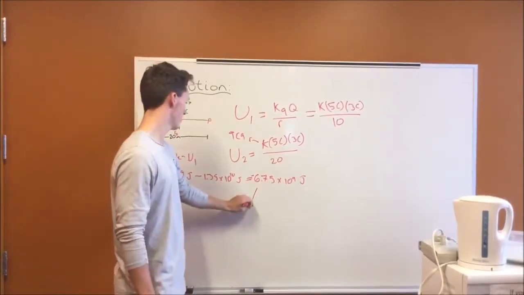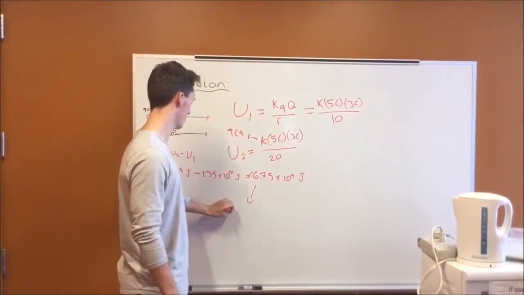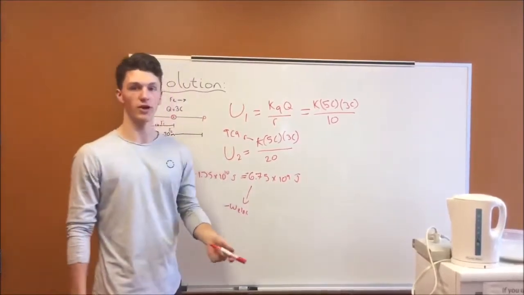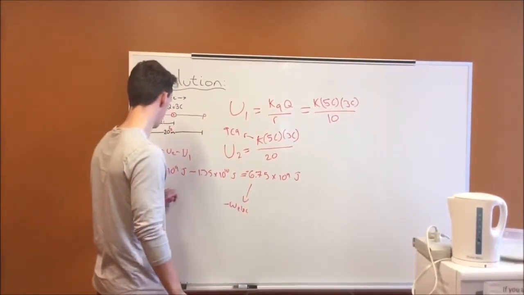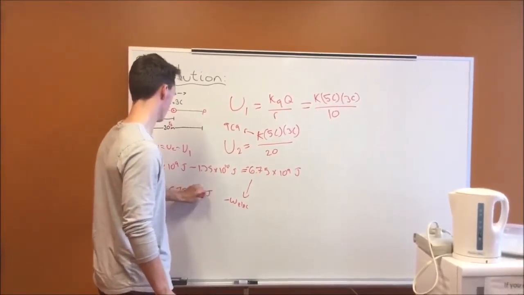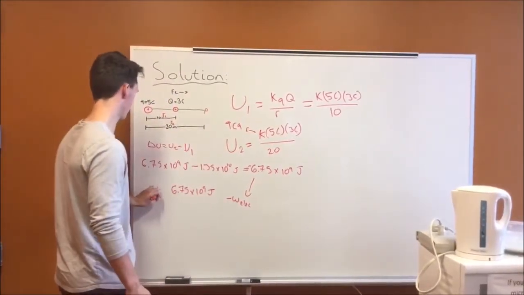However, as we know, change in potential energy equals negative work done by the electric field. So therefore, the final answer should be 6.75 times 10 to the 9 joules for work done by the electric field.